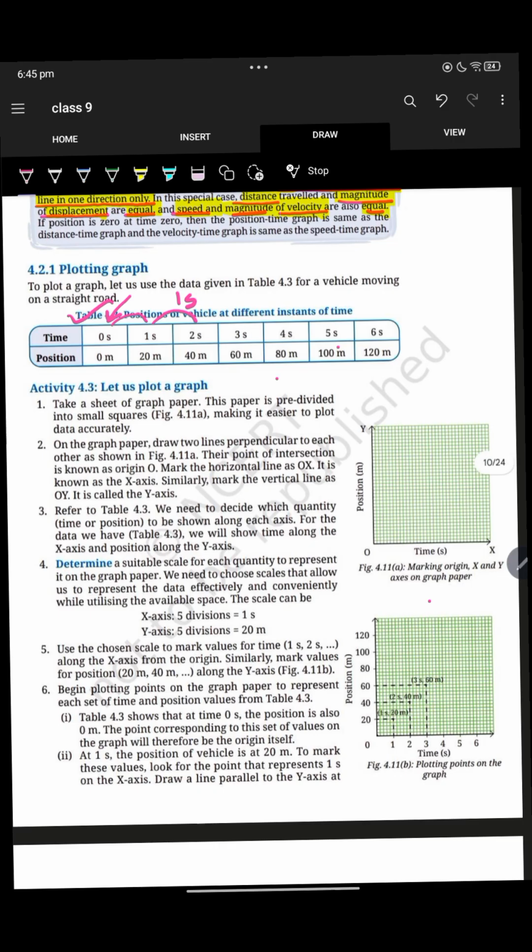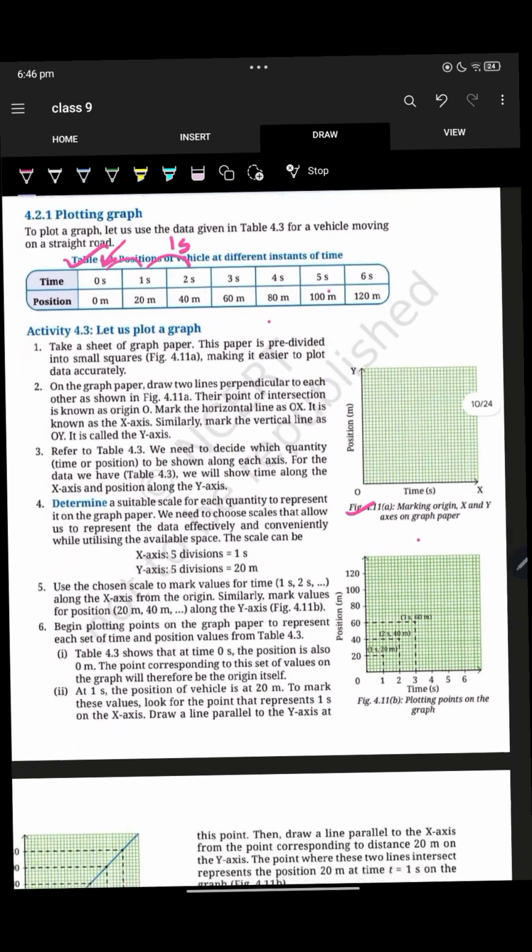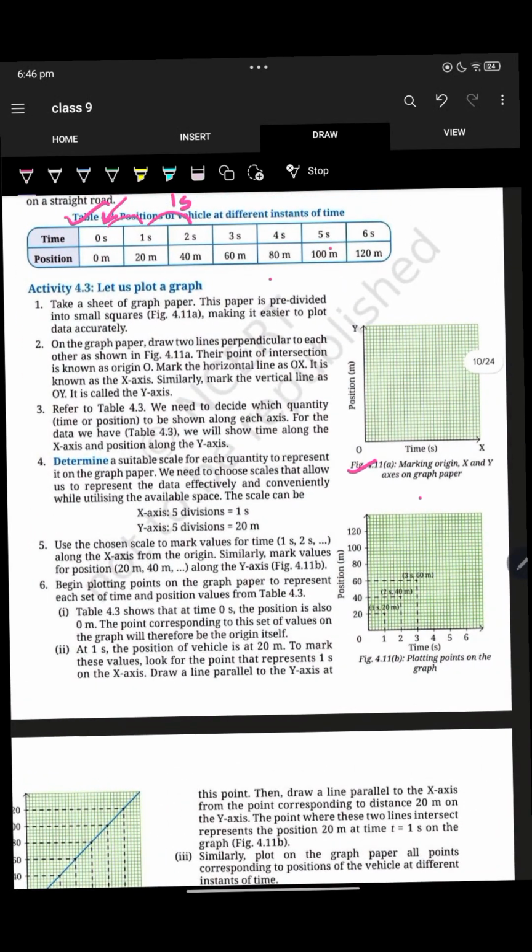Now let us see how to plot a graph. You may have seen that many of your copies have graph paper. The practical copies also have graph paper, and classwork copies may have graph paper. So you may use one such graph paper. It has certain divisions, small divisions and big divisions. You take the small squares, and here we will see how to plot it. The small squares will give you an easier plot.